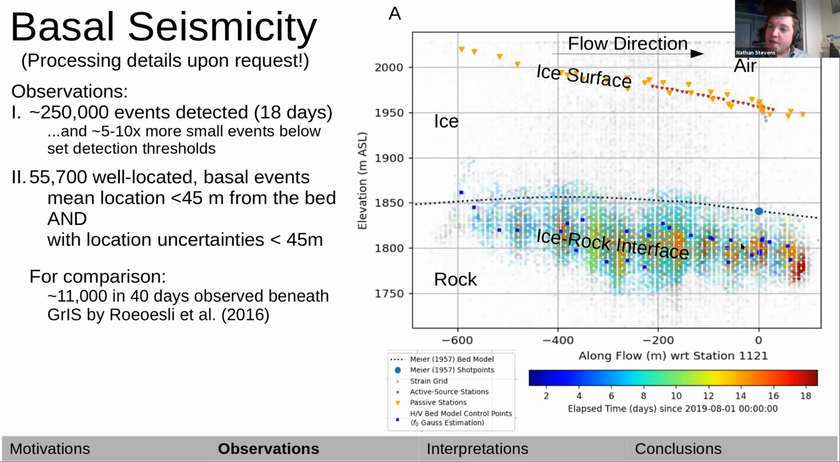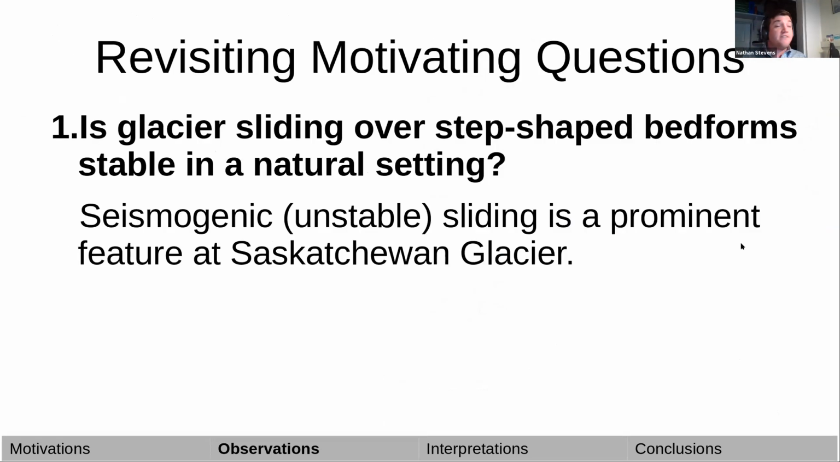And for comparison, we can look at another study that looked at a similar sort of setting, but for the Greenland ice sheet. And in 40 days, as opposed to our 18 days, they saw 11,000 events. So this has anomalously large amounts of basal seismicity. So for question 1, check. We do indeed have unstable sliding occurring for a stepped bed glacier.